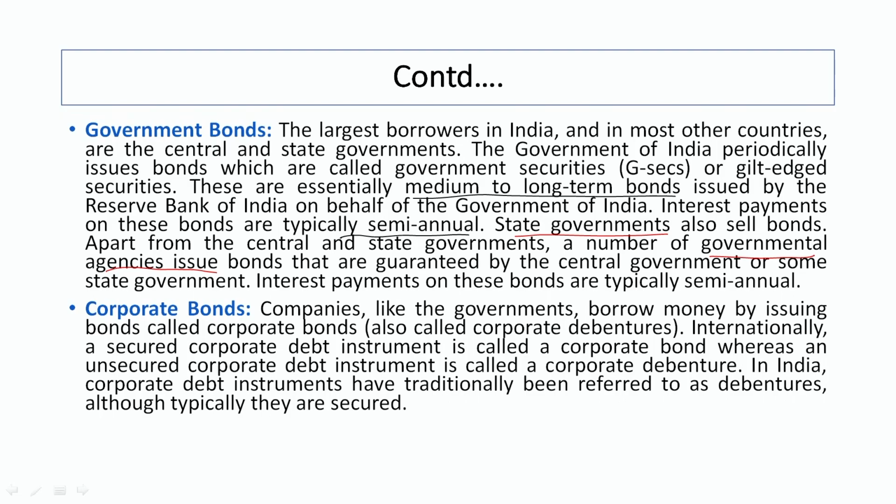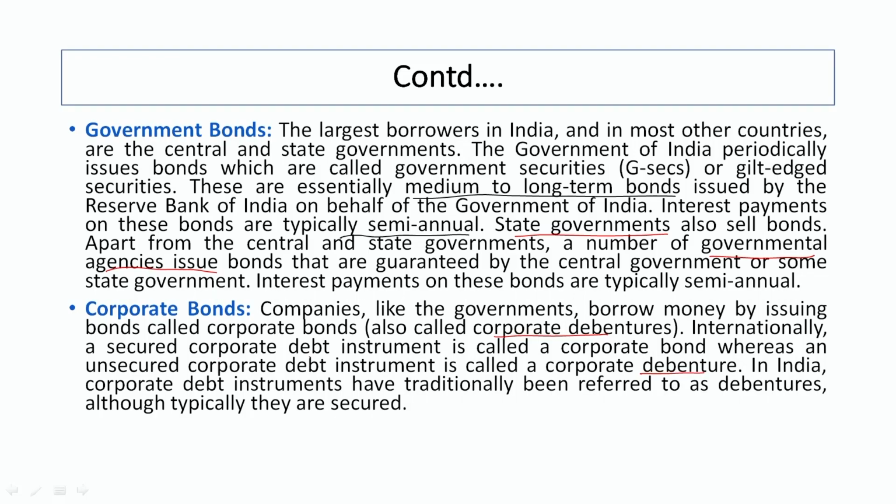Next come the corporate bonds. Other than the government, companies can also raise funds from the public. In India, they are most commonly known as debentures, but in foreign countries, they are mainly known as corporate bonds. Since the bond market in India is not so developed, they are mainly known as debentures. So, companies, like governments, borrow money by issuing bonds called corporate bonds. They can also be known as corporate debentures.